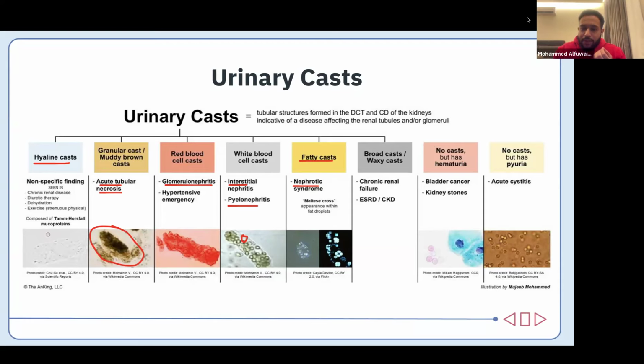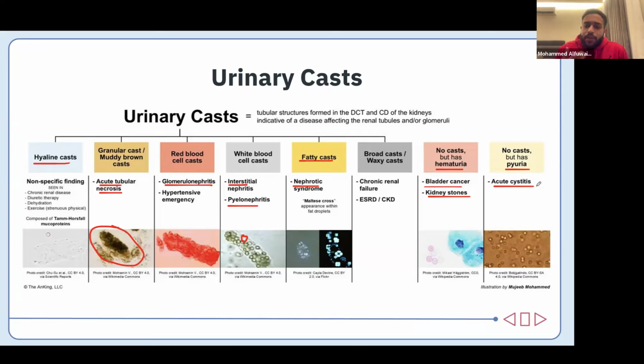Now, if you have no cast but hematuria, when it's gross hematuria, then you suspect one of these two. And if it has no cast but has pyuria, you expect a lower urinary tract infection. Okay? These are the casts. These casts will support your diagnosis.